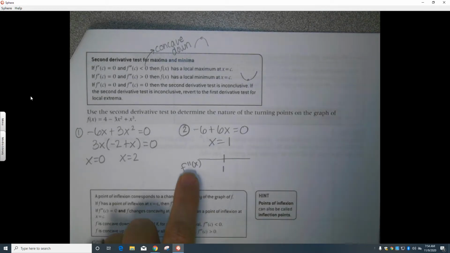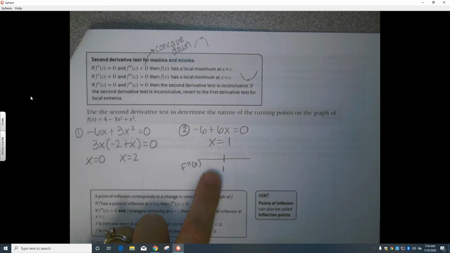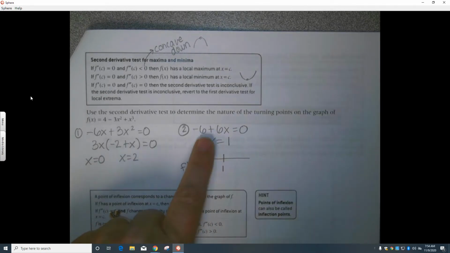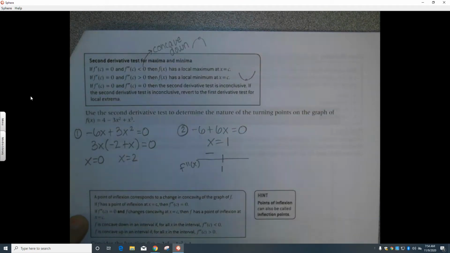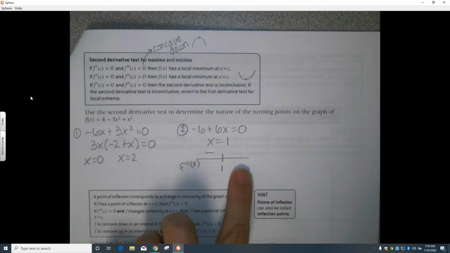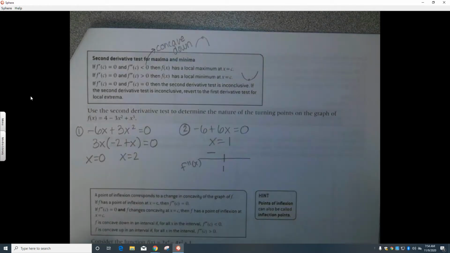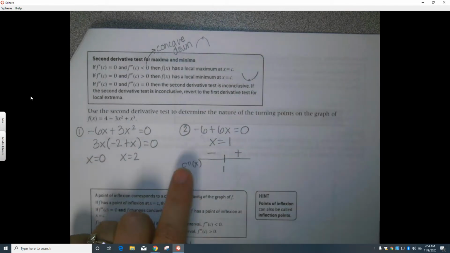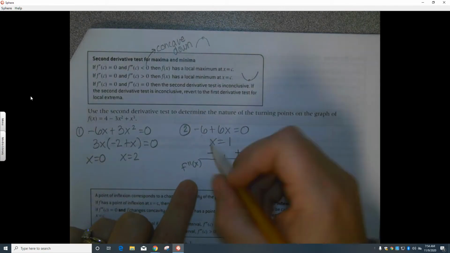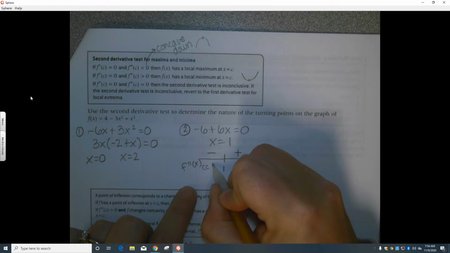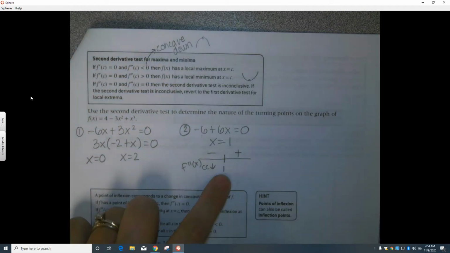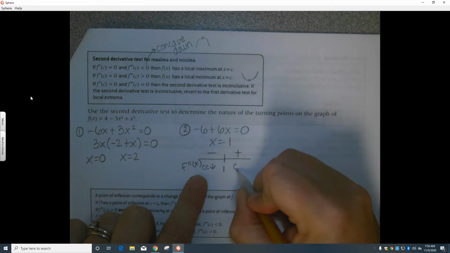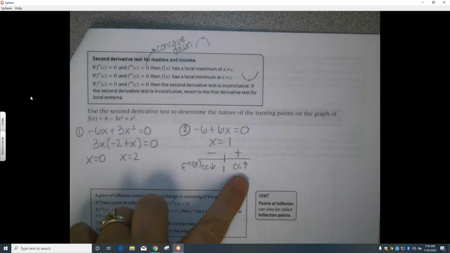So now, second derivative, left of 1. I'm going to pick 0. If I plug in 0, I get a negative. And then a number to the right of 1, so I'll pick 2. If I plug in 2, I get a positive number. So because I used the second derivative, my conclusion here now is that this function was concave down on the left of 1, and it was concave up to the right of 1.